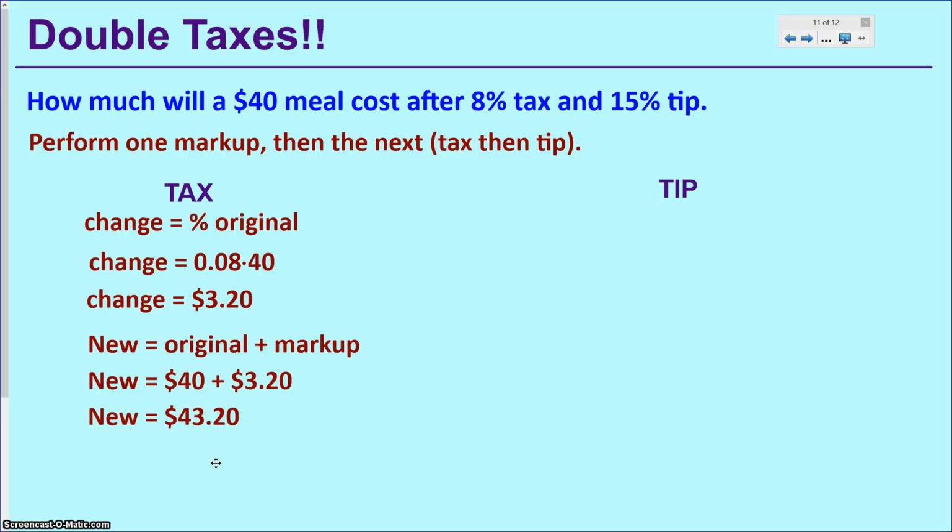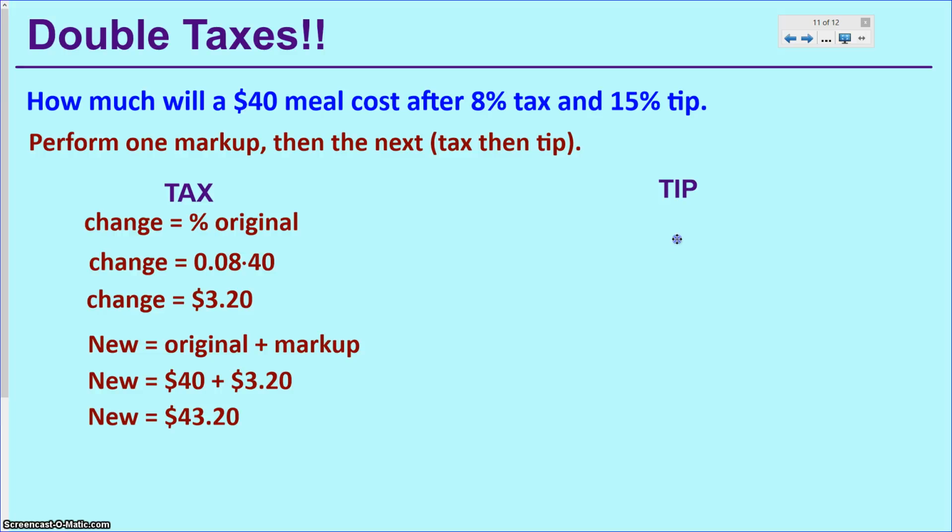Now the tip will be 15% of that tacked on. So now this becomes our new original for this half of the problem. So that's the trick to these. You have to get an answer and then use your answer to figure out the second half of the problem.